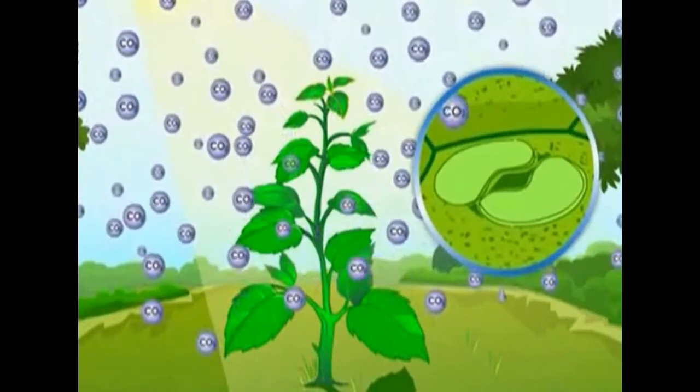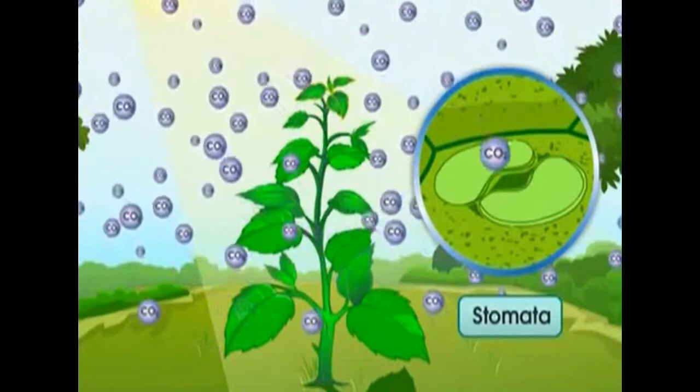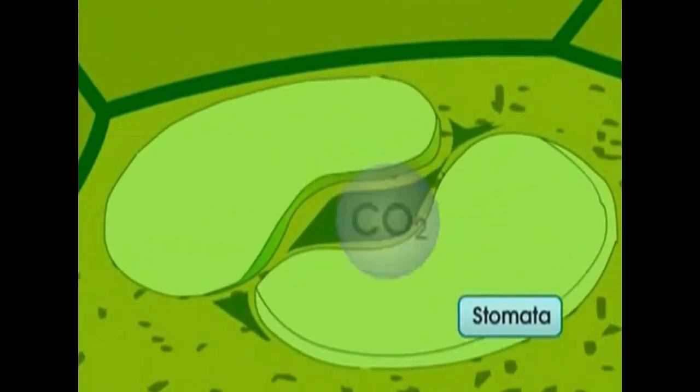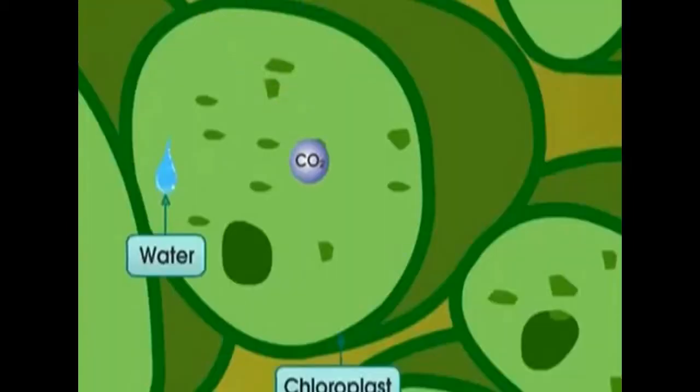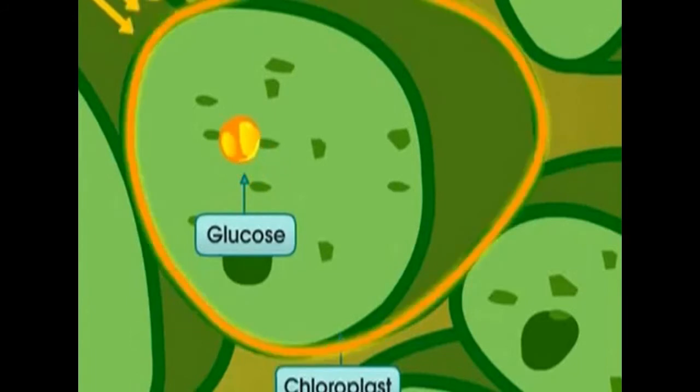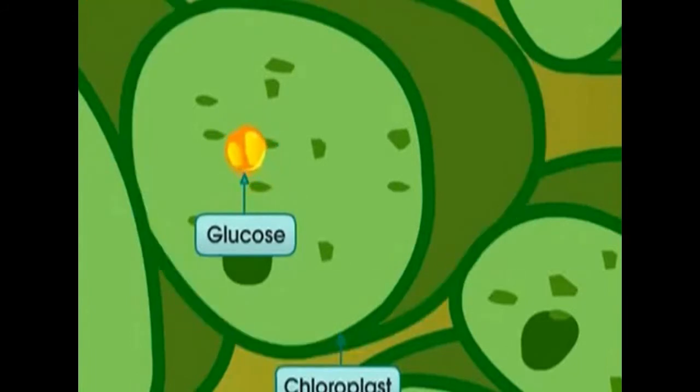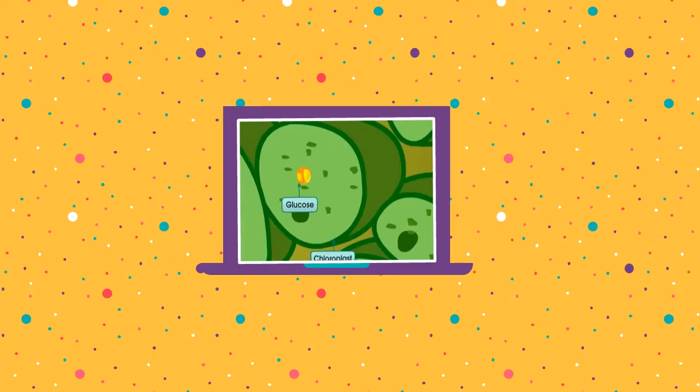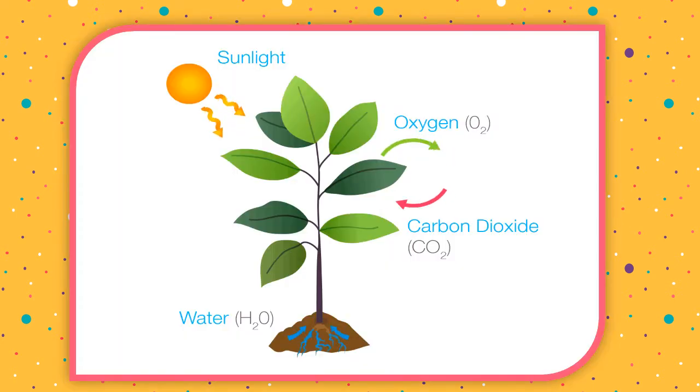As we see in this video, the plant absorbs carbon dioxide, water and sunlight and makes its own food, which is sugar or starch. So the food which the plant makes is the sugar or starch, and the plant produces another gas which is called oxygen gas.